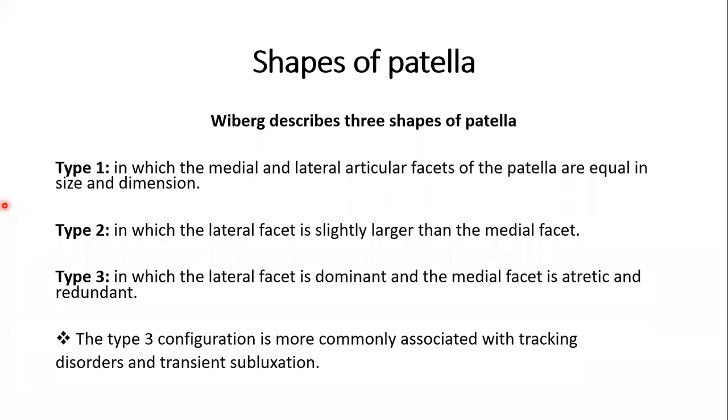Shapes of patella. Weber describes 3 shapes of patella. Type 1: the medial and lateral articular facets of the patella are equal in size and dimension. Type 2: the lateral facet is slightly larger than the medial facet. In type 3, the lateral facet is dominant and the medial facet is atretic and redundant. Type 3 configuration is more commonly associated with tracking disorder and transient subluxation.